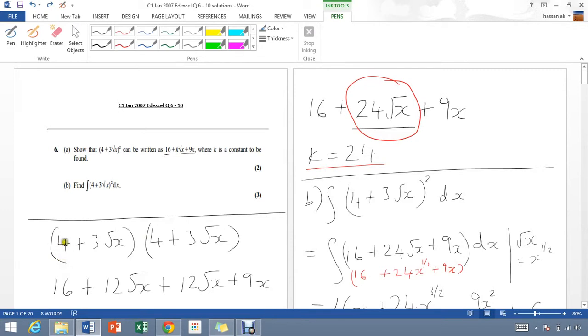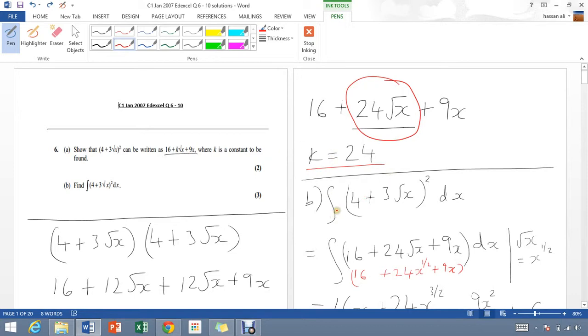When you expand (4 + 3√x), you get 4 times 4 is 16, 3√x times 4 is 12√x, 4 times 3√x is another 12√x, 3 times 3 is 9, and then √x times √x is x. When you add this up and simplify it, it will give you 16 + 24√x + 9x, giving you your value of k, which will be 24.